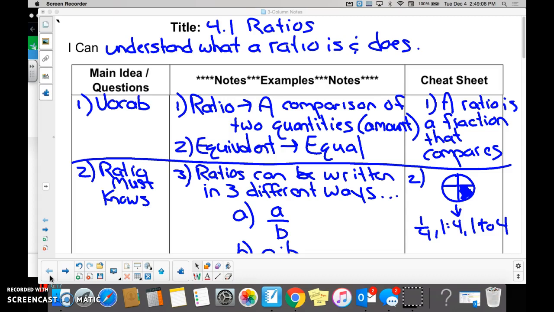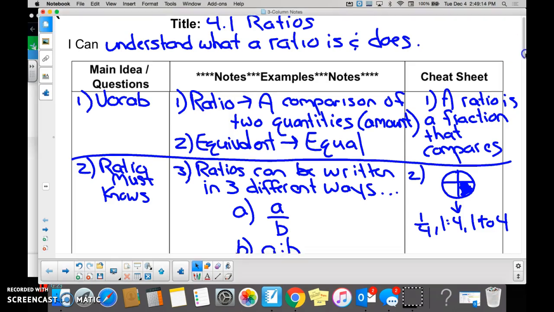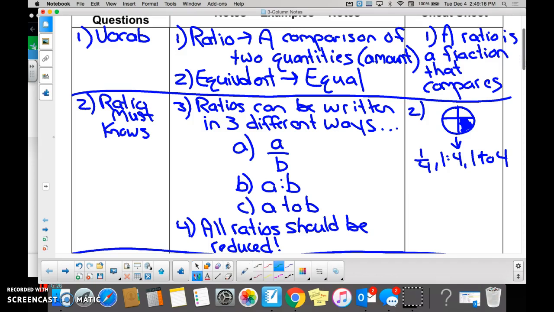It compares two quantities. The numerator and the denominator compare two different things. However, ratios can be written not as just a numerator and denominator like you see here. It can also be written using what are these fancy things called? Colon. Or it can also be written using the word "to." Remember, T-O, not T-W-O.